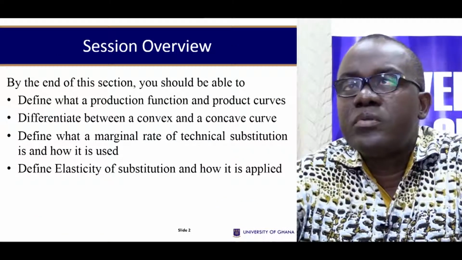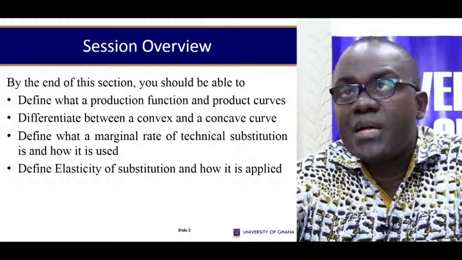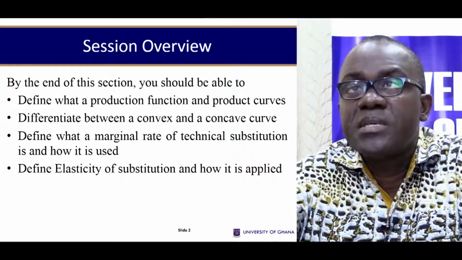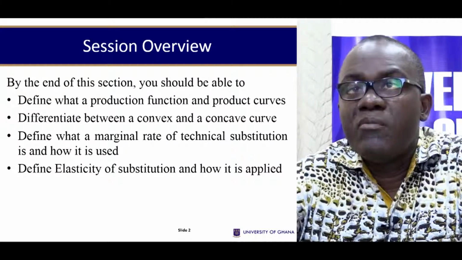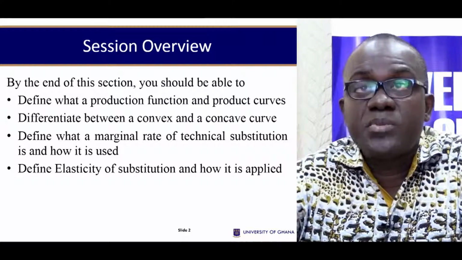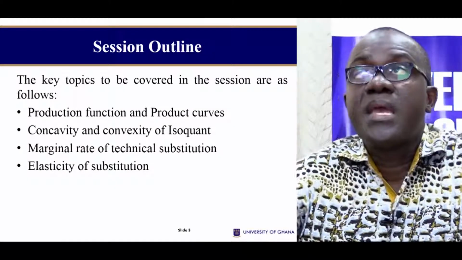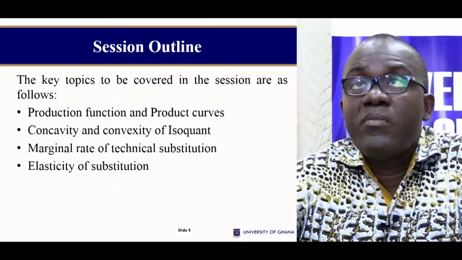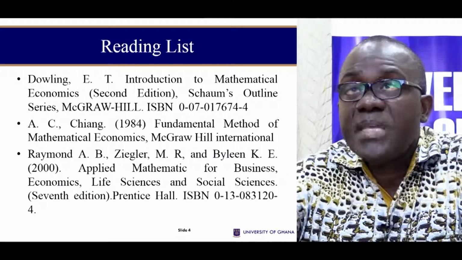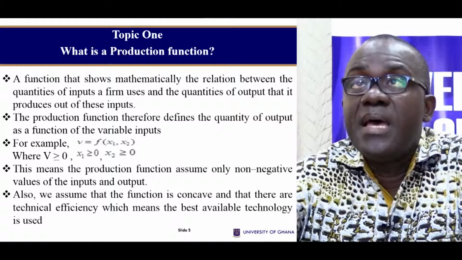The overview: we will have a good definition of what a production function is, and look at how to differentiate concave or convex production functions. We will discuss the marginal rate of technical substitution, and then we will talk about elasticity of substitution. This is the outline of the session. The reading list is the same. Please take your time and look at these lists.